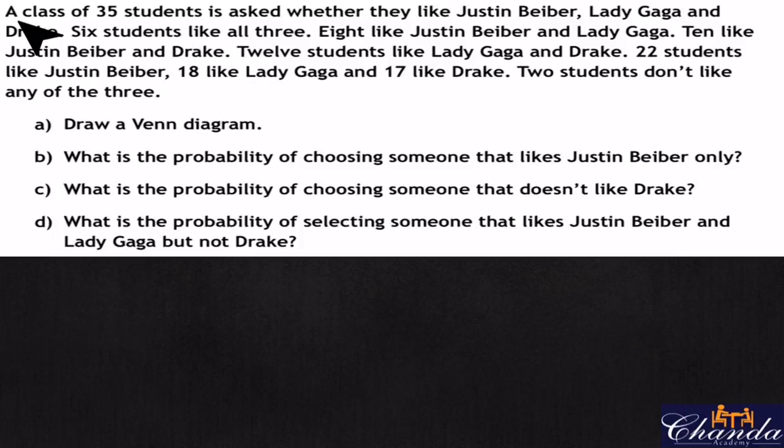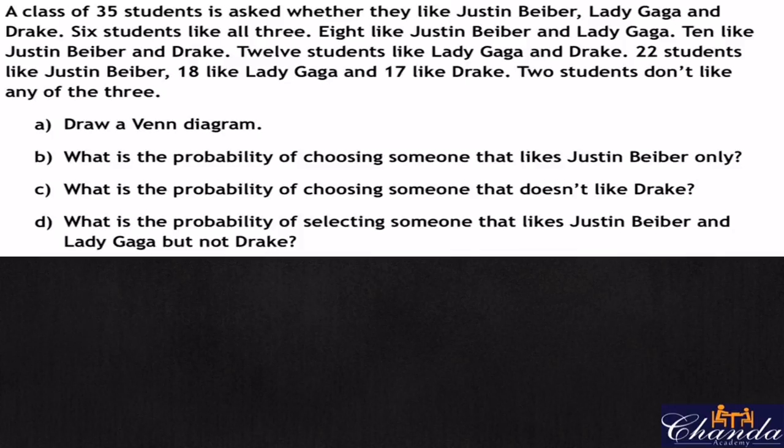Alrighty. So the question says, a class of 35 students is asked whether they like Justin Bieber, Lady Gaga, and Drake. 6 students like all three. 8 like Justin Bieber and Lady Gaga. 10 like Justin Bieber and Drake. 12 like Lady Gaga and Drake. 22 like Bieber. 18 like Lady Gaga, and 17 like Drake. 2 students don't like any of the 3. Draw a Venn diagram and then find a bunch of probabilities.